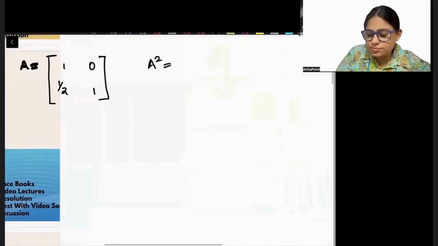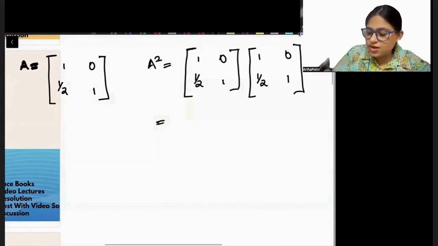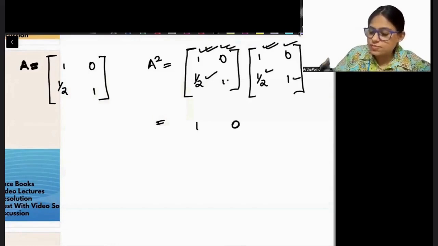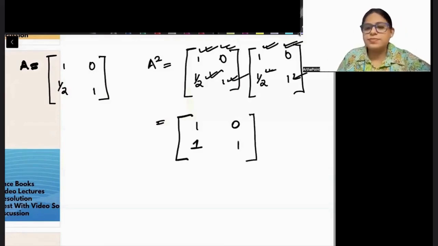So this is your A, beta. What will be A square? It will be A into A. So 1 into 1 plus 0 into half, 1. 1 into 0 plus 0 into 1, 0. Half into 1 plus 1 into half, half plus half, 1. Half into 0 plus 1 into 1, 1. This will be your A square.